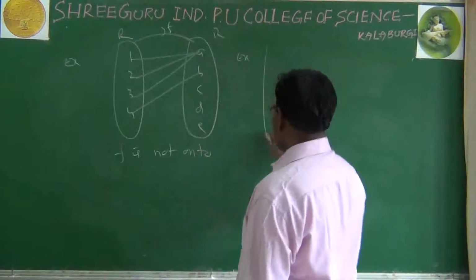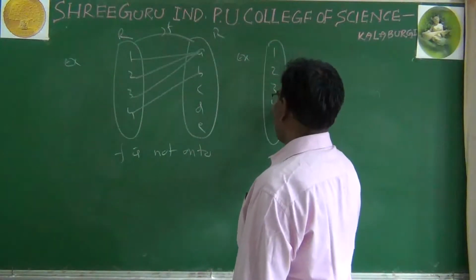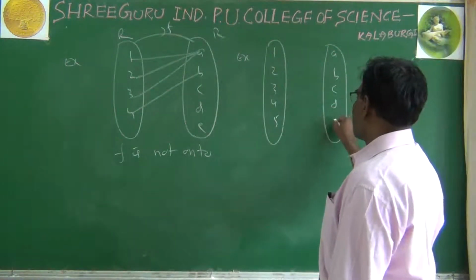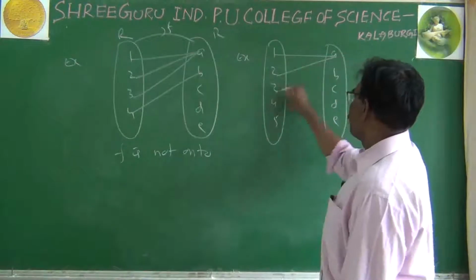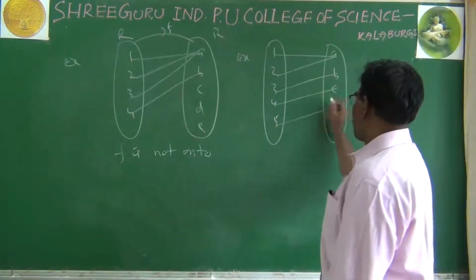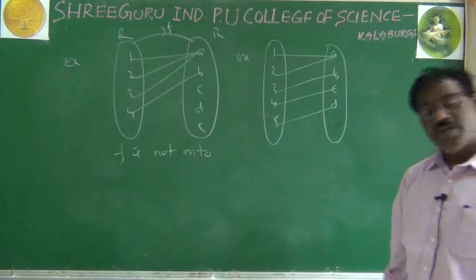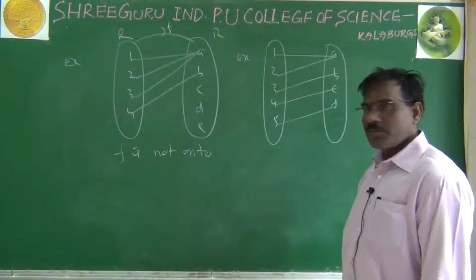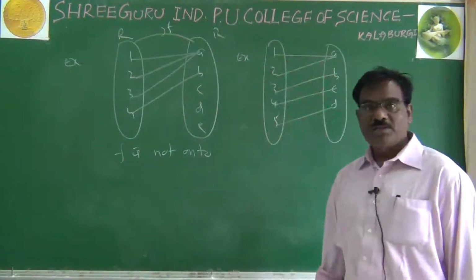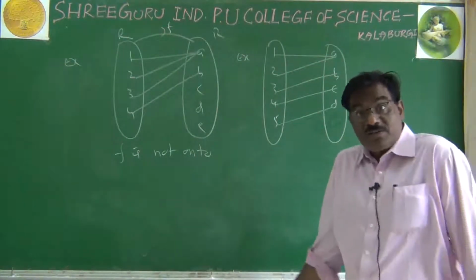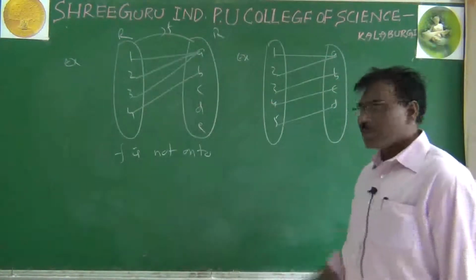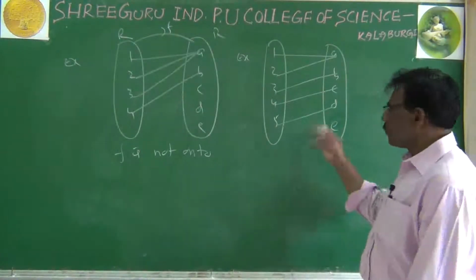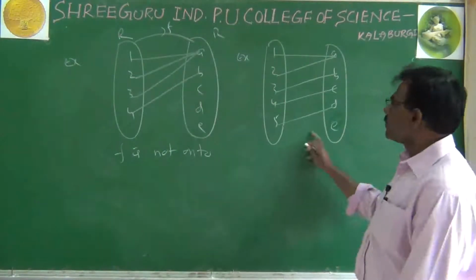Another example: 1, 2, 3, 4, 5 and A, B, C, D, E. Is it a function? Yes, a function. Is it one-one? No, it is not one-one, because 1 and 2 are associated with the same element of the codomain. I want different elements to have different images. Is it onto? Yes, because all the elements have pre-images. Suppose I am taking E: is it onto? No, because E has no pre-image. So this is not onto.